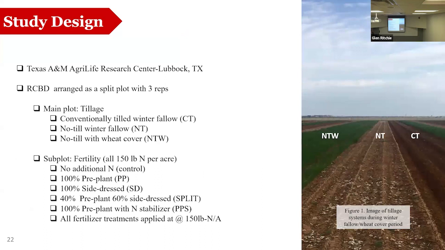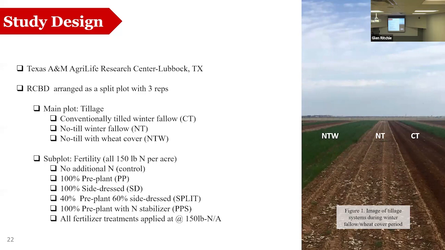This study took place here in Lubbock at the AgriLife Research Station, and it was an RCBD design with the main plot being our tillage treatments. So we had two no-till treatments, one with a wheat cover, one with no cover, and then a conventionally tilled no cover system. And our subplots are going to be our fertility treatments. These are all going to be at 150 pounds of nitrogen per acre.